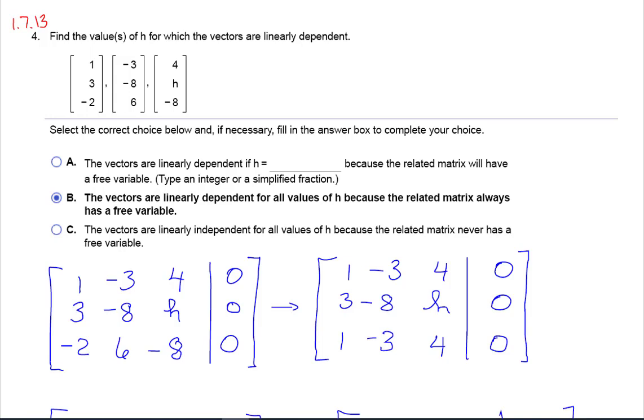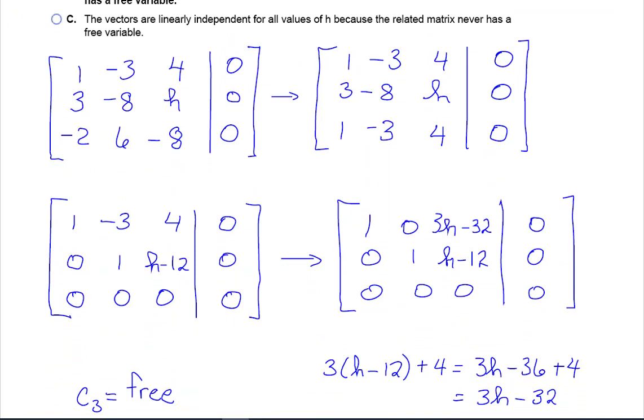All right, let's see. Question 4 here. For what values of H are these linearly dependent? All right, so again, I form the matrix. I look at what I have. I'm dividing row 3 by -2 to clean it up a little bit. And now I'm going to use this one to make some zeros. All right, did that. We have a 1 now in this position. I'm going to use this one to make a 0.